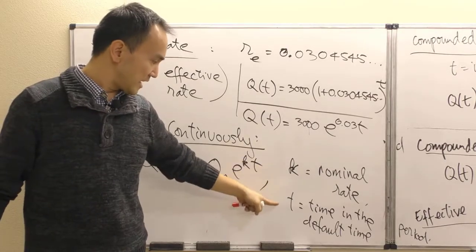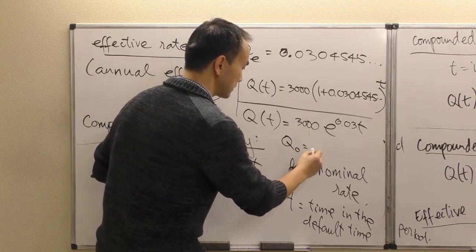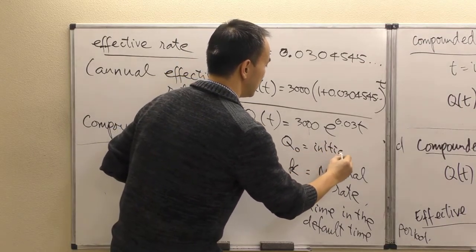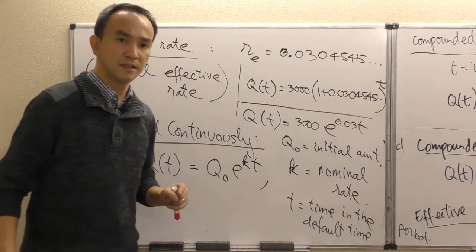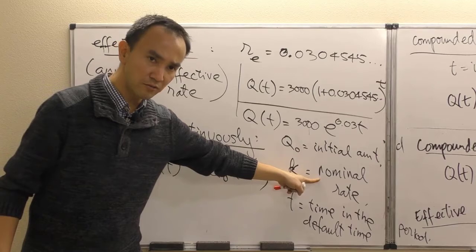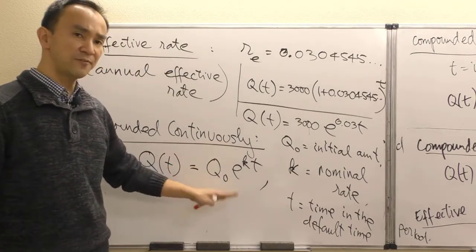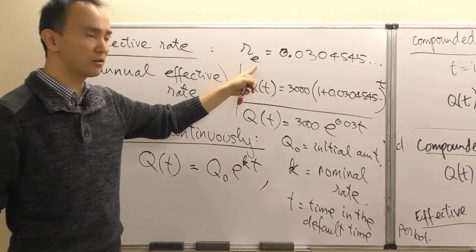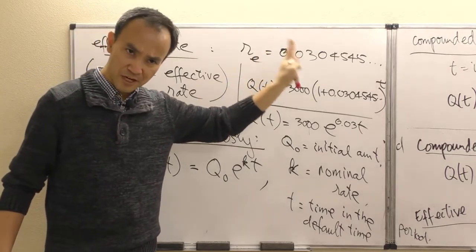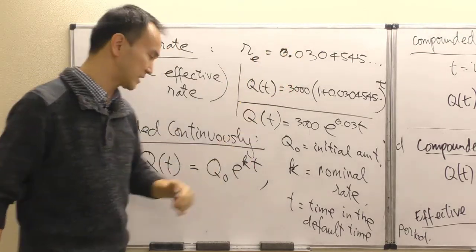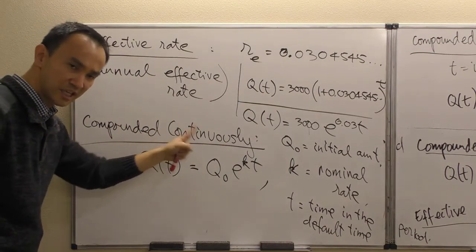Okay, so that's k and that's t, and then Q here is of course the initial amount. AMT stands for amount. Okay, Q is the initial amount, k is the nominal rate, and t is the time in the default time period. But now aside from that, just now I showed how to calculate the effective rate right here. So now if we knew the effective rate, again, I'm only focusing on the continuously compounded case right here.